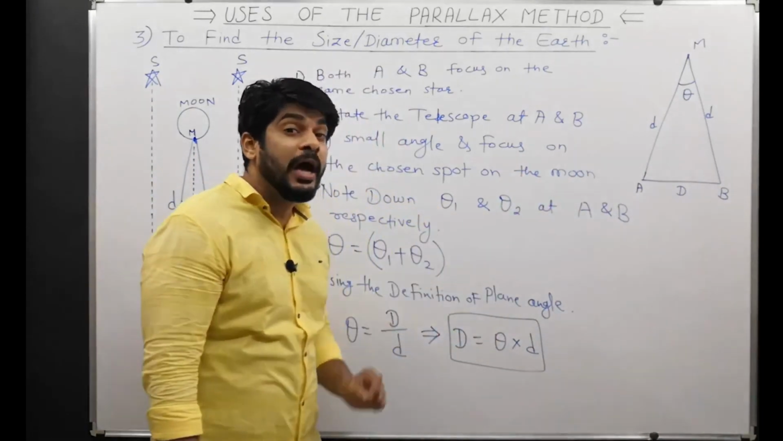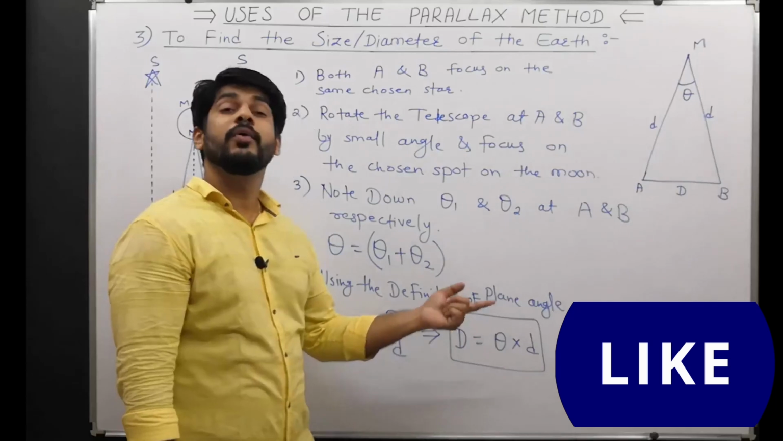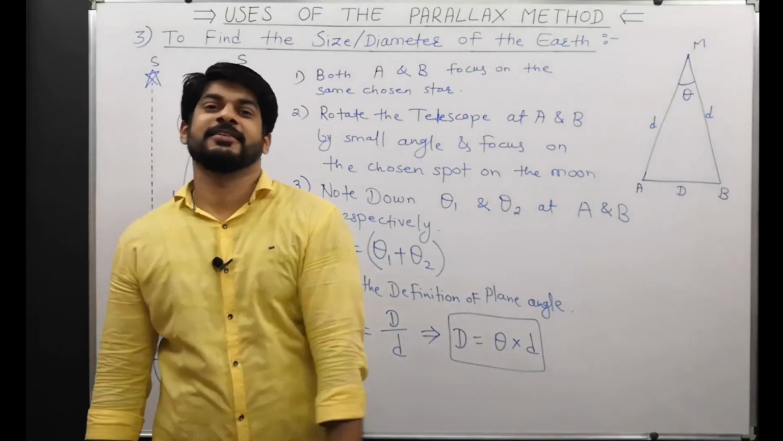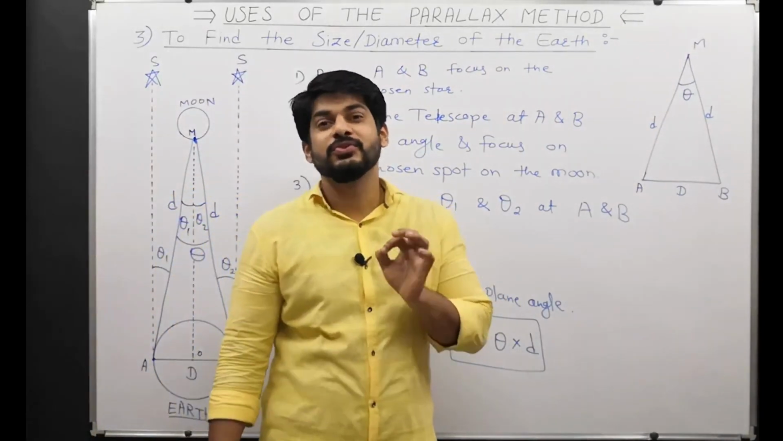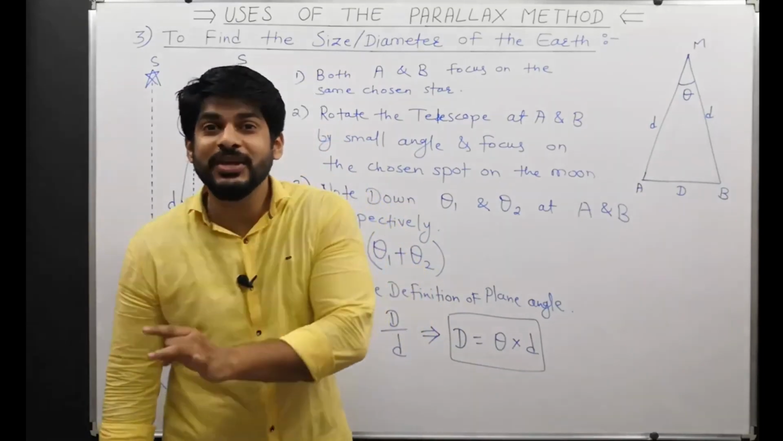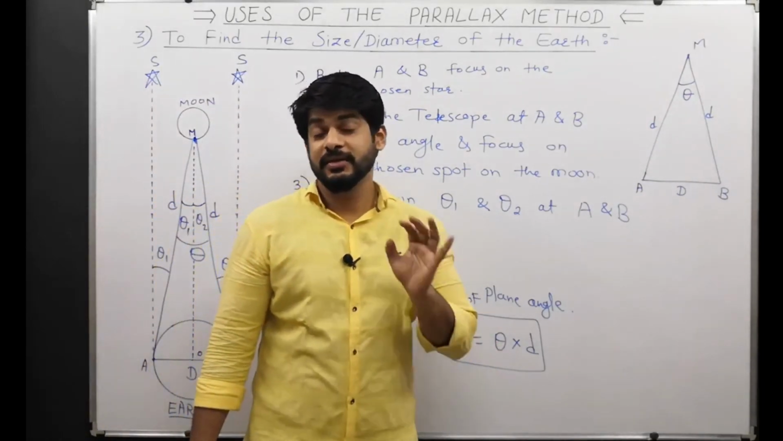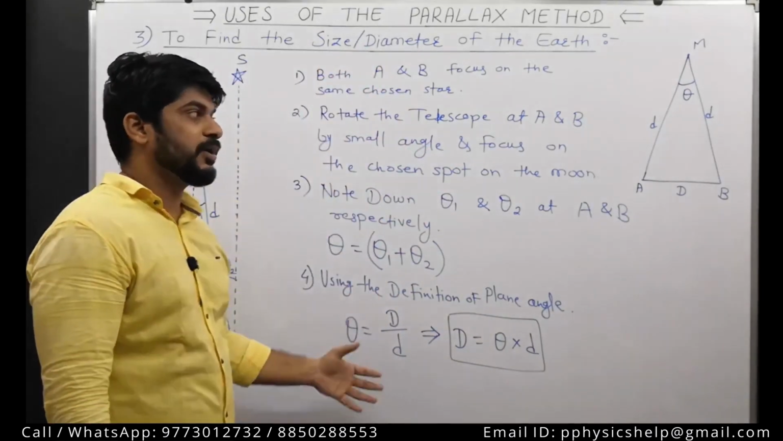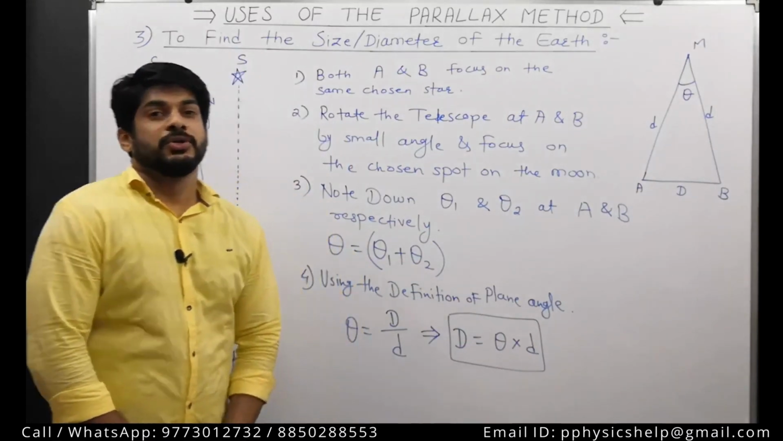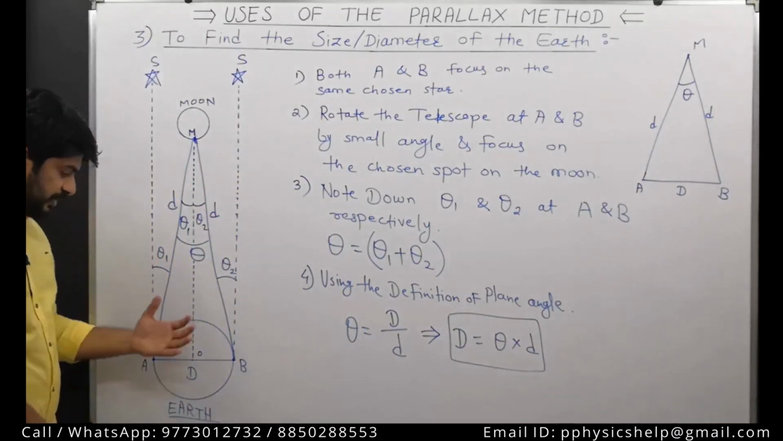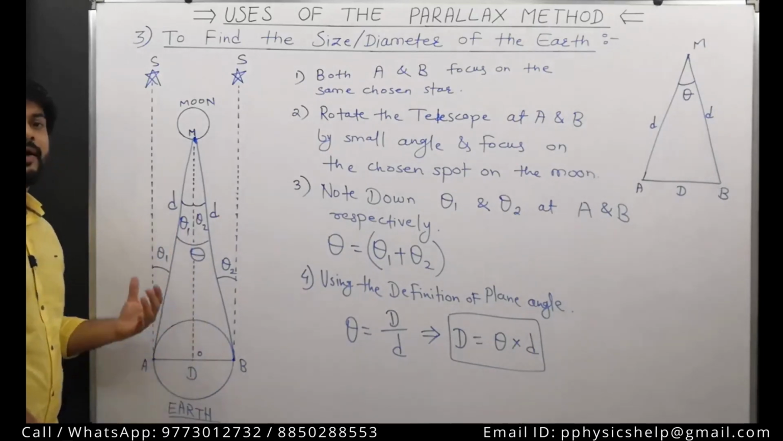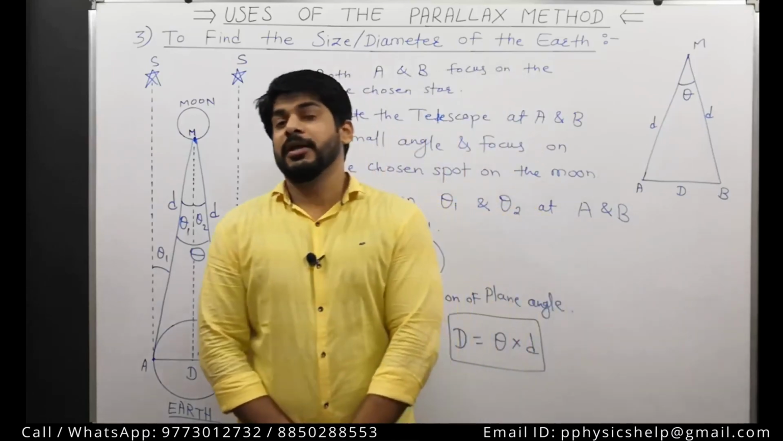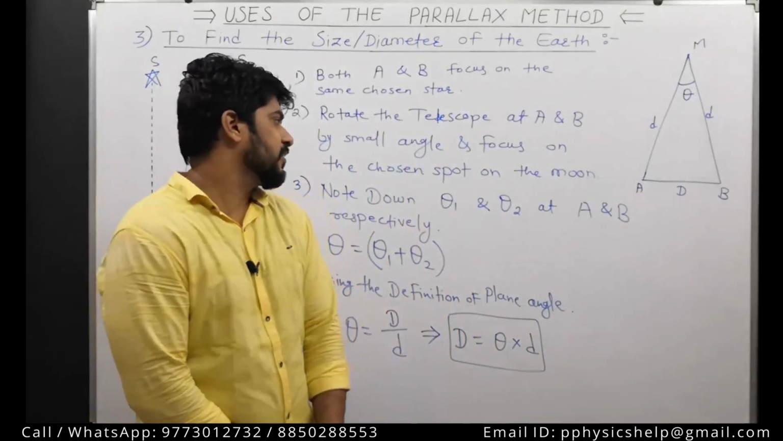In this way you have got the diameter of the earth, which is what you are looking for. This is how we do the experiment, the way people do the experiment. I hope this is very clear and well understood by everyone. If not, you can ask in the comment section. It's not that hard actually.